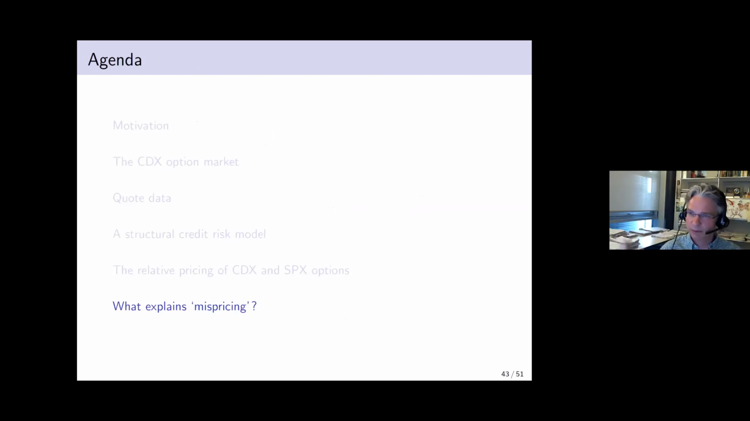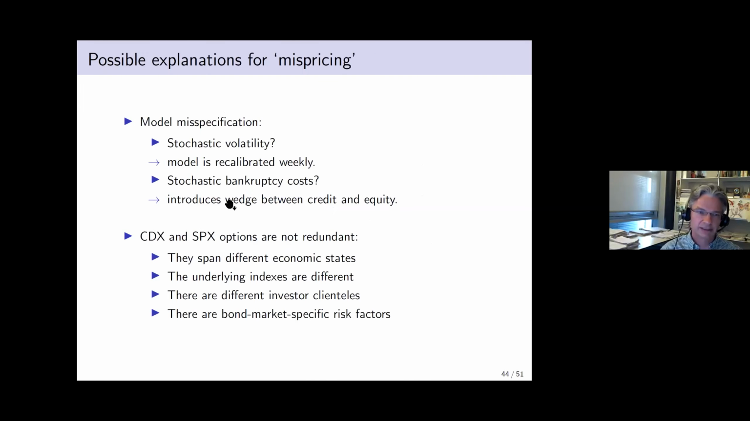So, what might explain our findings? Obviously, there are lots of reasons. We came up with at least 5. First one is, the model could be misspecified. So even though we have a rich model where we have idiosyncratic diffusion, idiosyncratic jumps, common diffusions, we don't actually have explicitly stochastic volatility, for example.